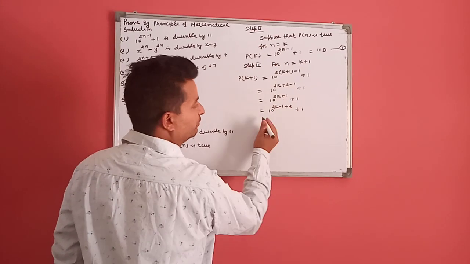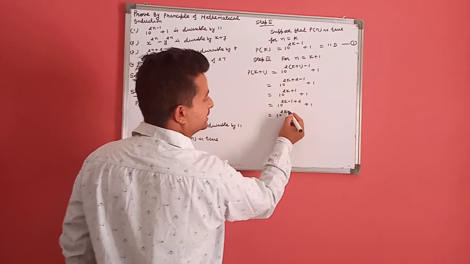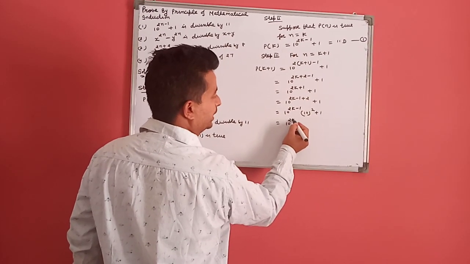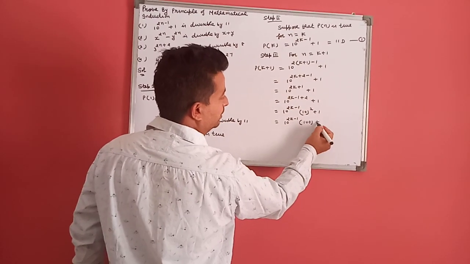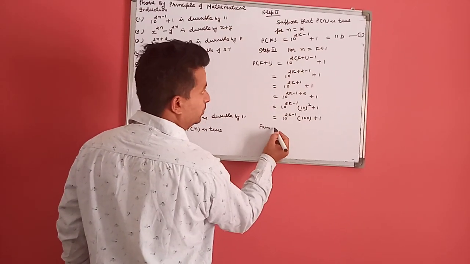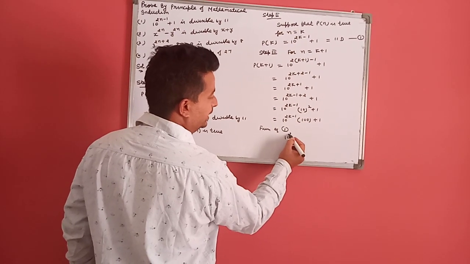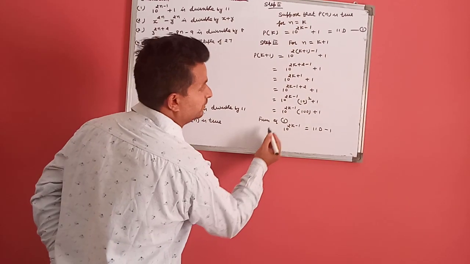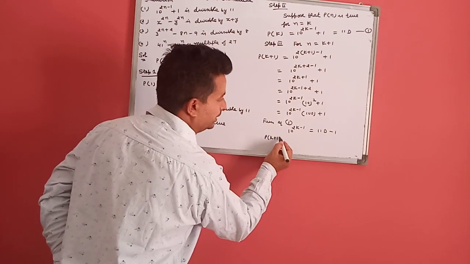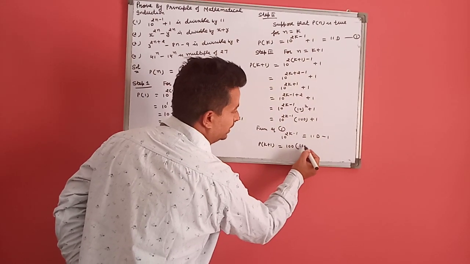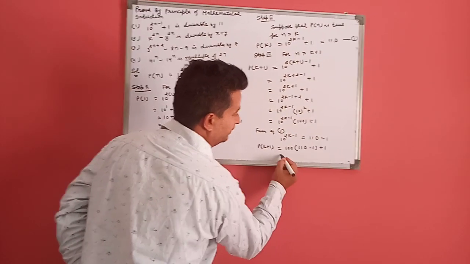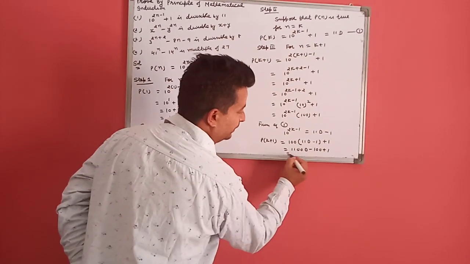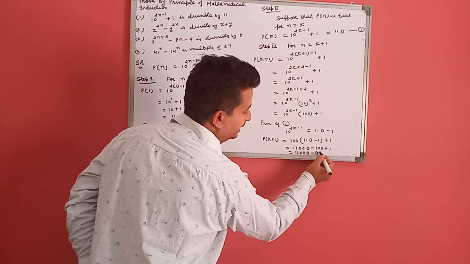This means we write this as 10^2 times 10^(2k-1), plus 1. This is 100 times 10^(2k-1) plus 1. From equation 1, 10^(2k-1) is equal to 11d minus 1. Put this value in Pk+1. This is 100 times (11d minus 1) plus 1, which is 1100d minus 100 plus 1. This is 1100d minus 99.